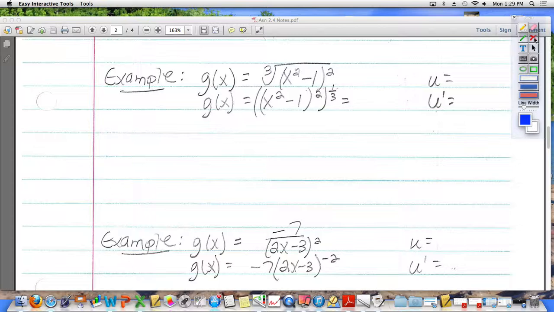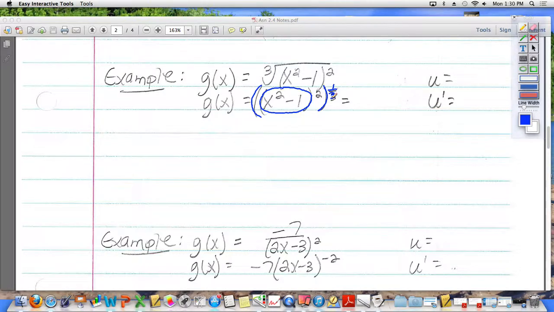g of x is equal to the cubed root of x squared minus 1 to the power of 2. So the first thing that I want to do, I got to get rid of that cube root symbol. I'm going to get rid of it by writing it not as the cubed root, but as the 1/3 power. So I took this x squared minus 1, put it to the second power just as it is in the problem, then put an extra set of parentheses around it, and raised it to the 1/3 power.